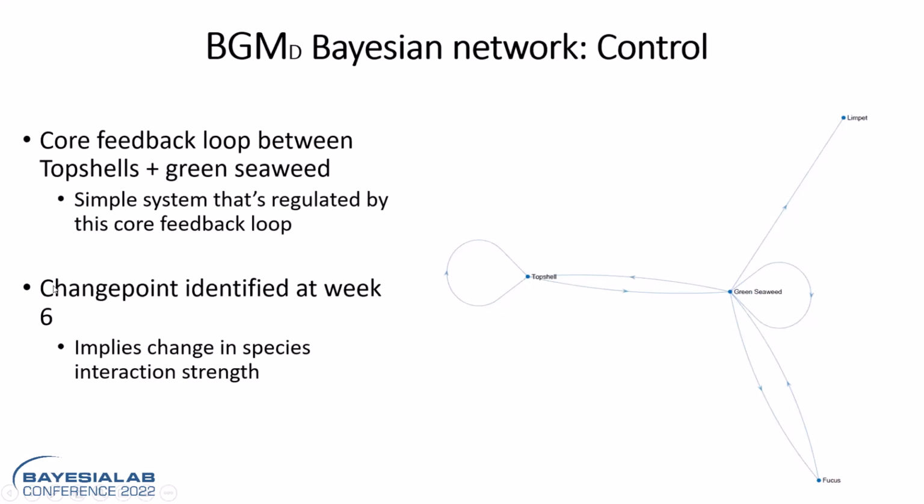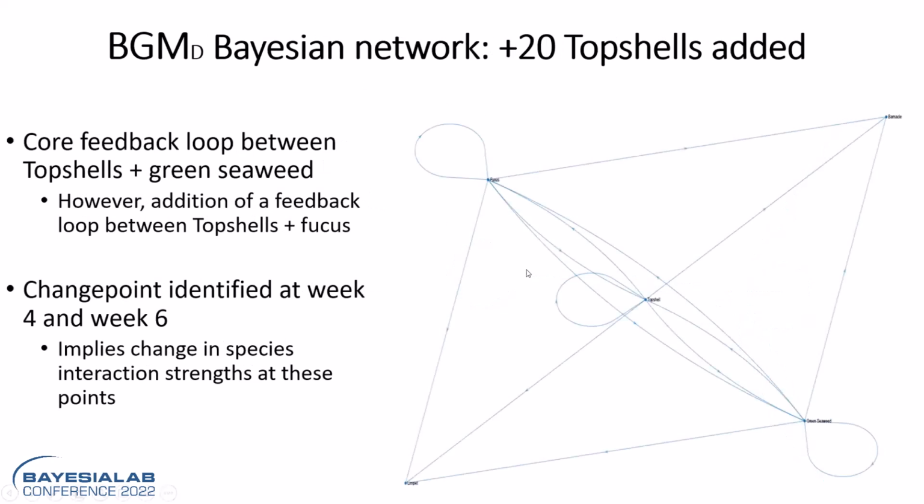Now, in terms of the change points, we identified a change point at week 6, which implies that there's a change in species interaction from week 6 onwards. So keep in mind the simple nature of this feedback loop here. And now we can see how this changes once we add 20 top shells. The core feedback loop between top shells and green seaweed is indeed still here, but now there are additional interactions between green seaweed and fucus and top shells and fucus.